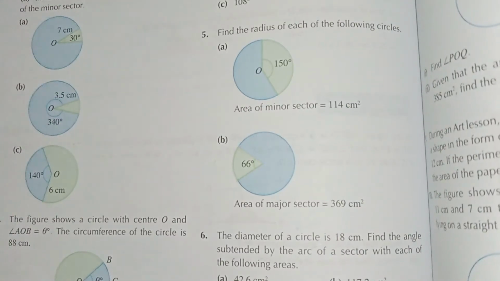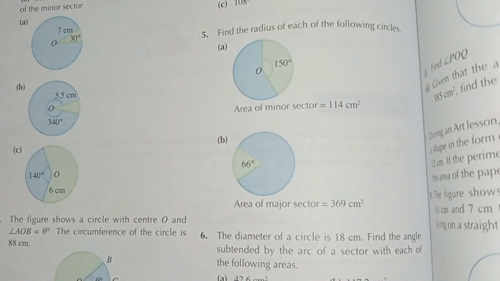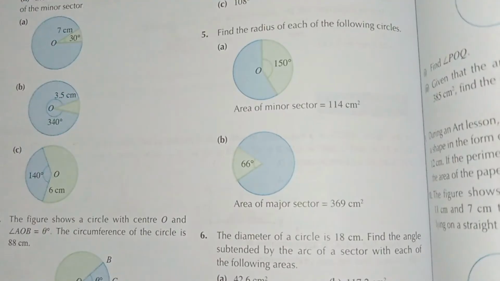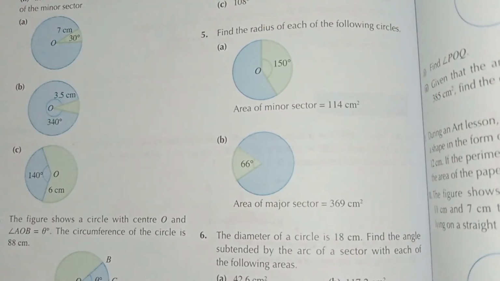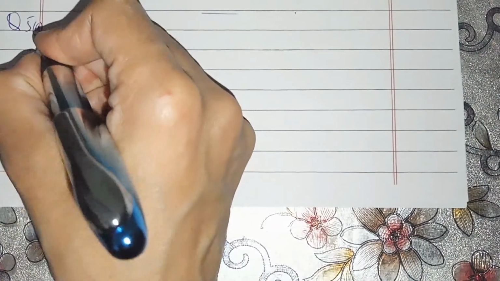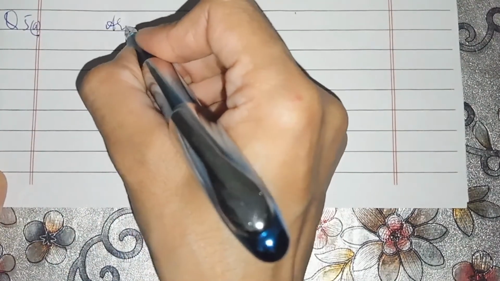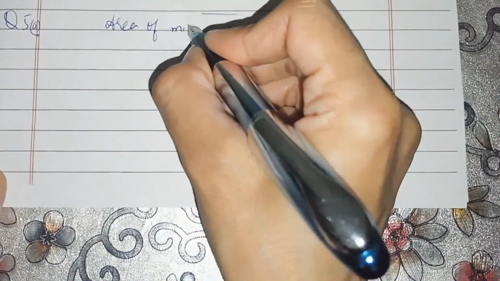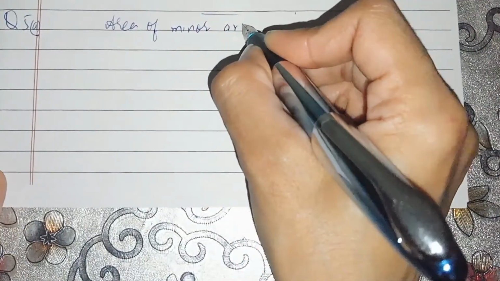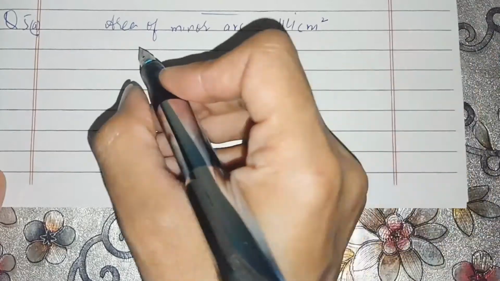Now students, question number 5, find the radius of each of the following circles. We have to find the radius of the circle, the area is given to us, and the angle is given to us. Now question number 5, part number A, the area of minor sector is given to us, and that is 114 centimeter squares.